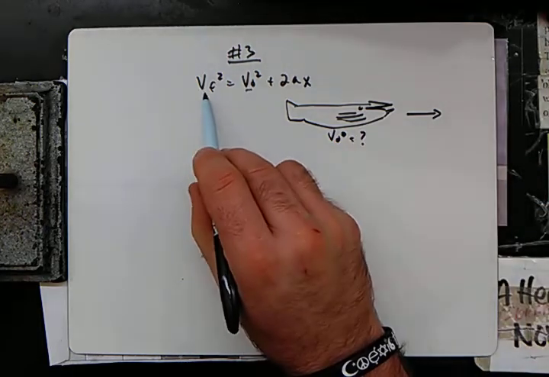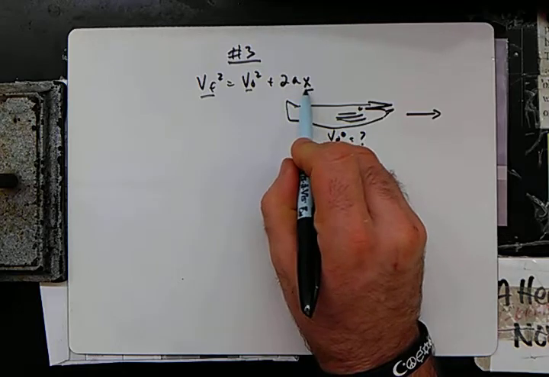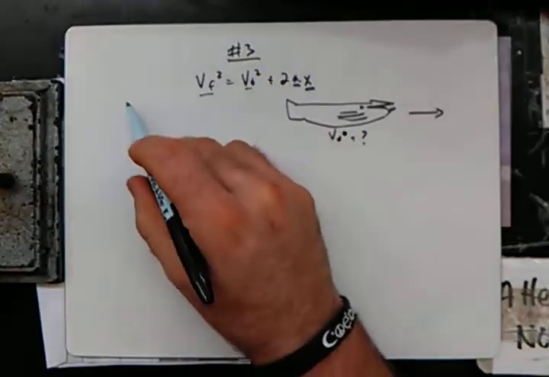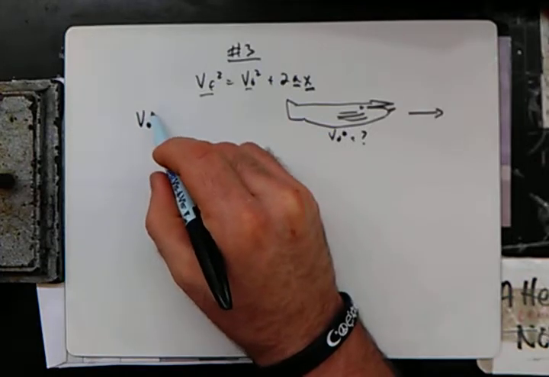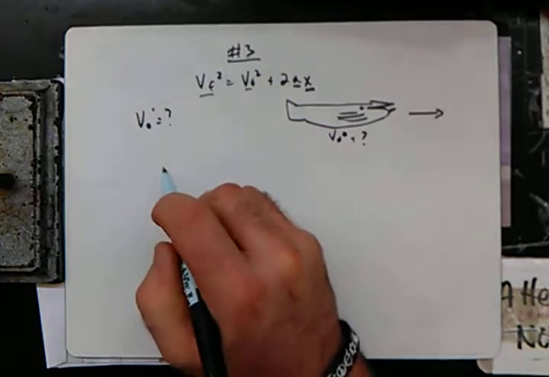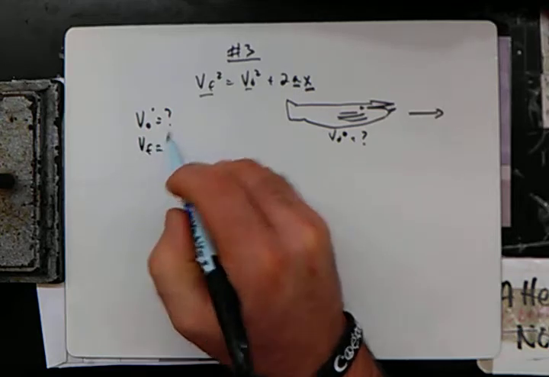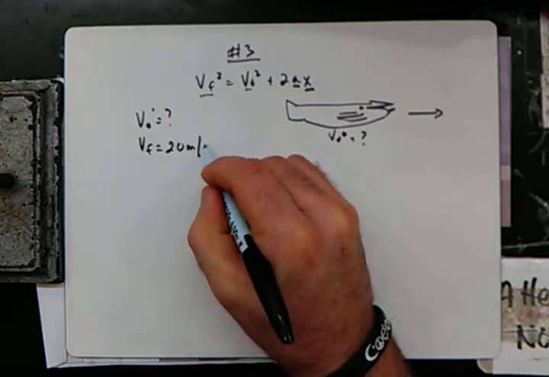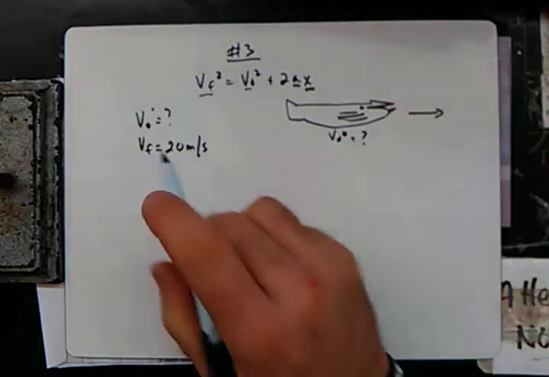Okay, but we do know the final velocity, how far he's gone, and his acceleration. So let's do this. I don't know the initial velocity. Let's say the final velocity of this whale was 20 meters per second.